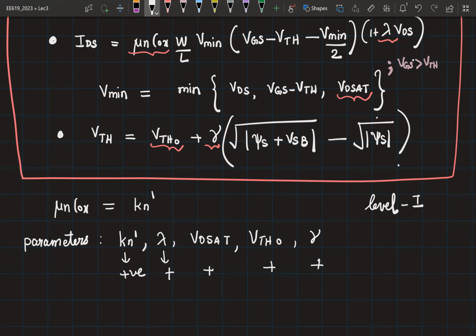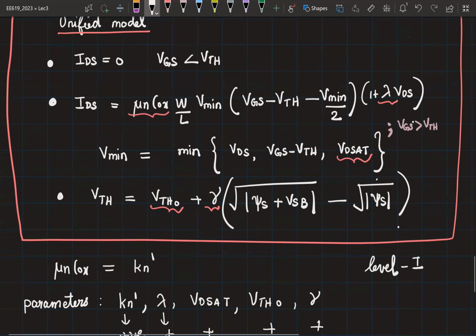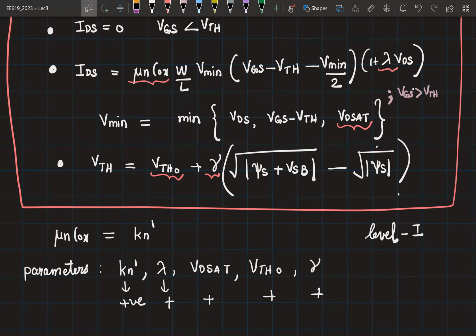So this is the level 1 SPICE model, and this is useful for doing quick hand calculations and for developing certain circuit intuitions, right? Now clearly, this is not the complete picture. Therefore, if you want to actually design a circuit that you want to design and then fabricate, you can't solely rely on these.